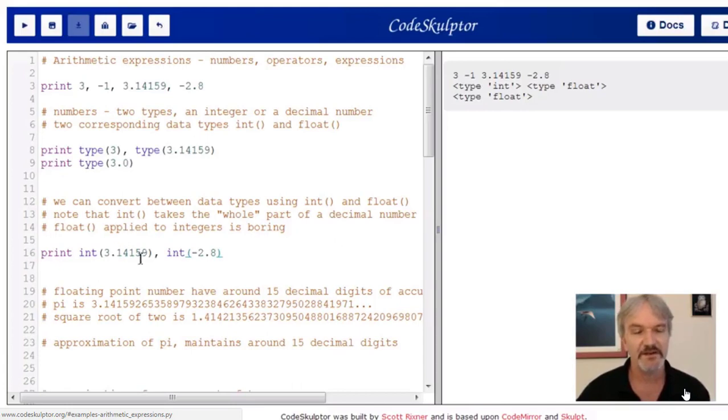And so these are going to return back some integers, and what integer are we always going to get? Well, the rule is we're always going to get the whole part of this decimal number here, so we're just going to throw away the part to the right of the decimal point.